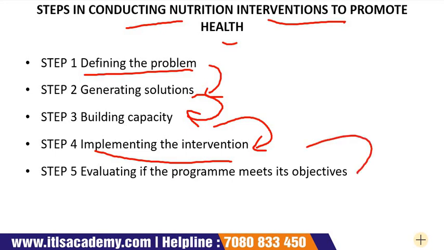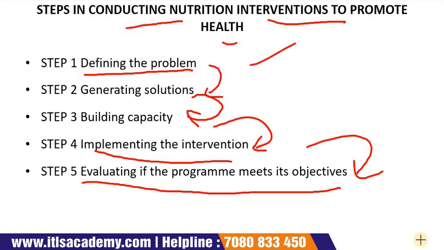Then the last stage is evaluating whether the program meets its objectives. You have defined the problem, generated the solution, built up capacity, and finally implemented all the strategies you planned. Then comes the final step of evaluation. Health promotion outcomes include health literacy, for example, knowledge, attitude, belief, and self-efficacy; social action, which includes community participation, social norms, and public opinion; and healthy public organizational policy. These are the things that come under the evaluation procedure.